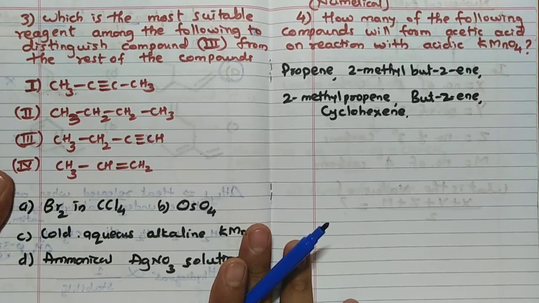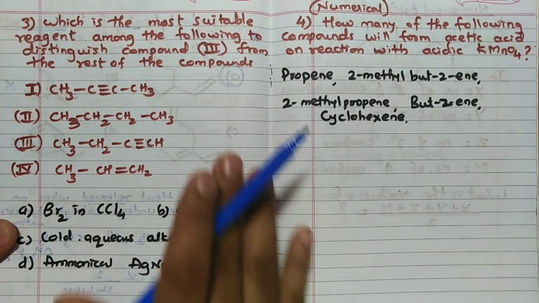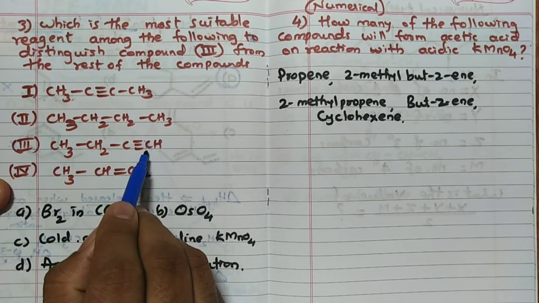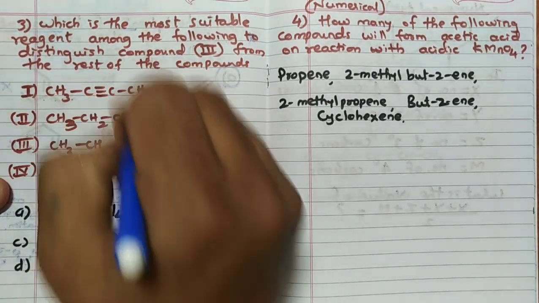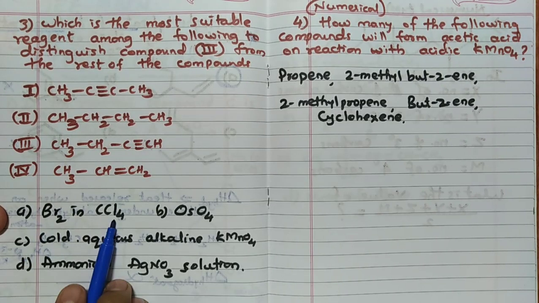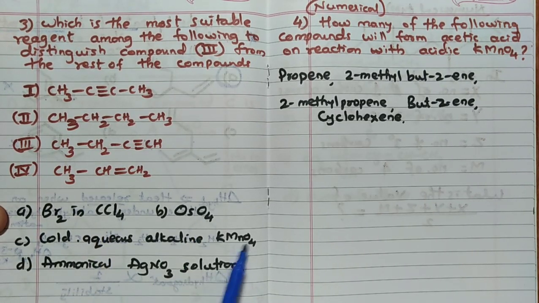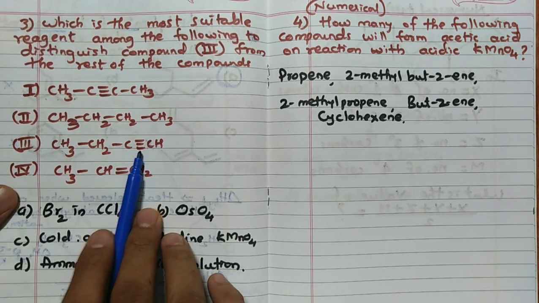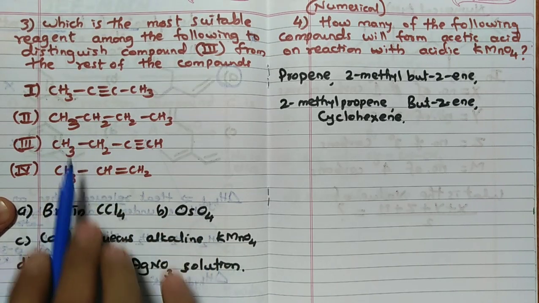Then third one. Which is the most suitable reagent among the following to distinguish the compound 3, this one, from the rest of the compounds? See, Br2 in CCl4, OsO4, cold aqueous alkaline KMnO4, ammoniacal AgNO3 solution. Now you can see one thing. This is having triple bond. This is also triple bond. This is double bond, right?